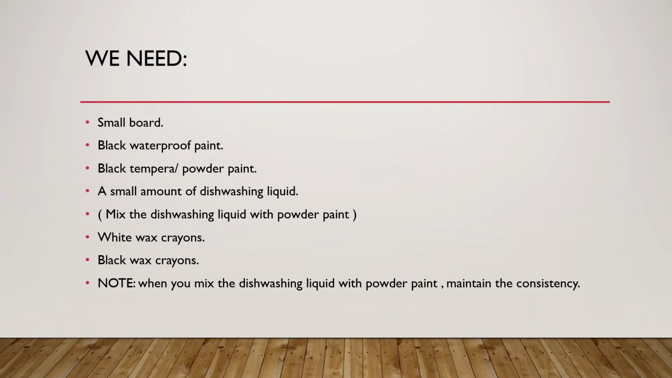What do we need? We need a small board, black waterproof paint, black tempera, powder paint, a small amount of dishwashing liquid, white wax crayons, and black wax crayons. Mix the dishwashing liquid with powder paint. Note, when you mix them, maintain the consistency so that when you paint on a scraper board, there's some consistency for you to scrape or to etch.